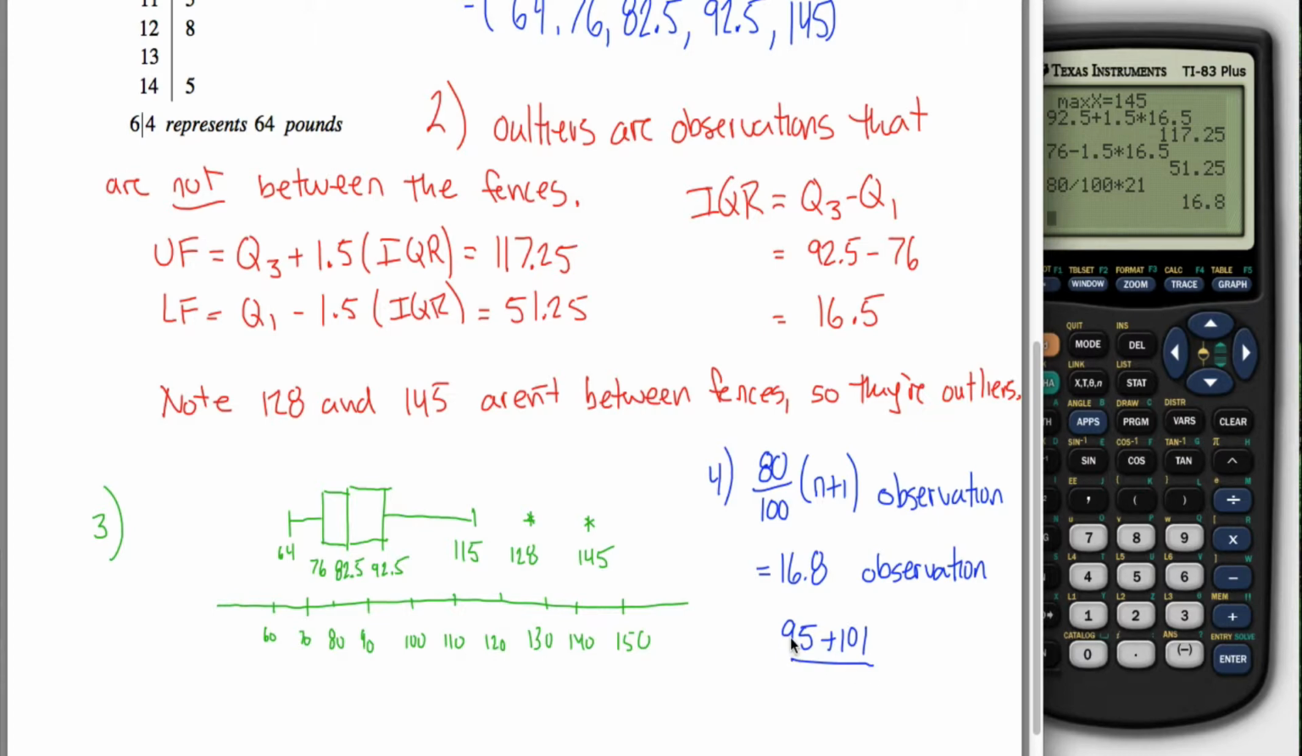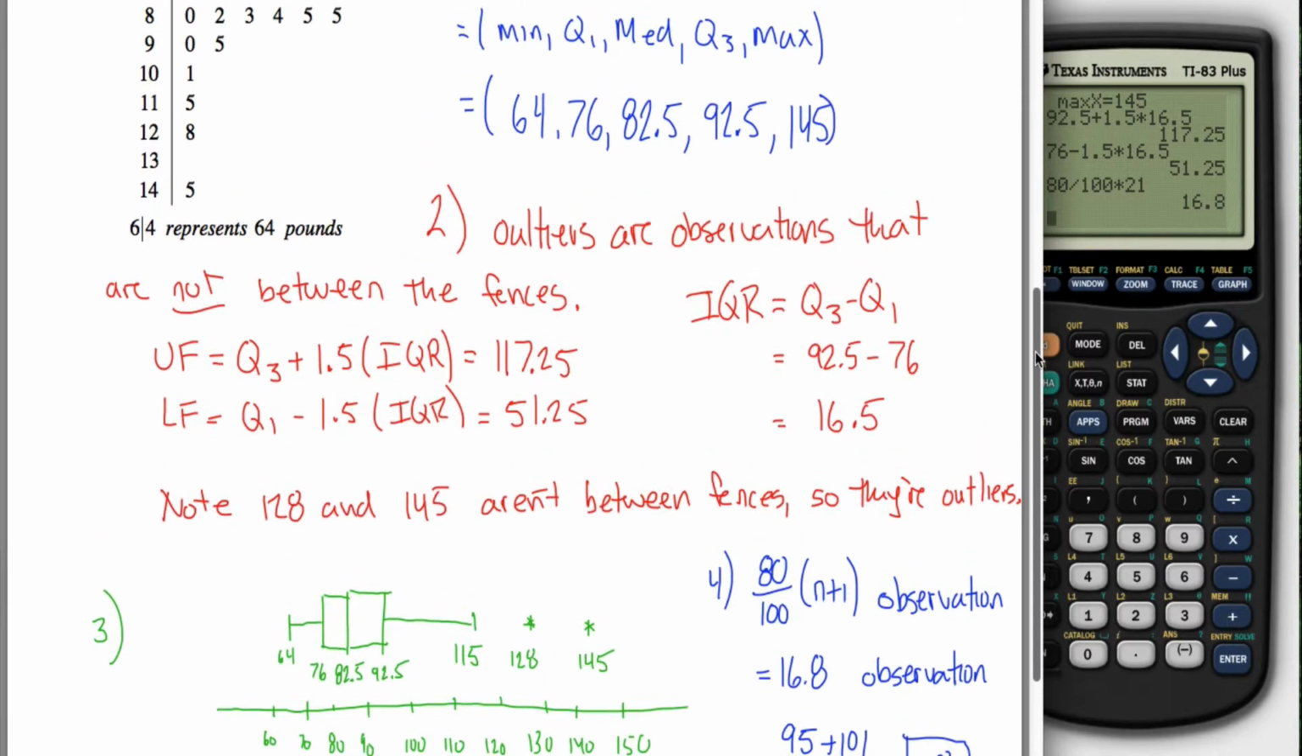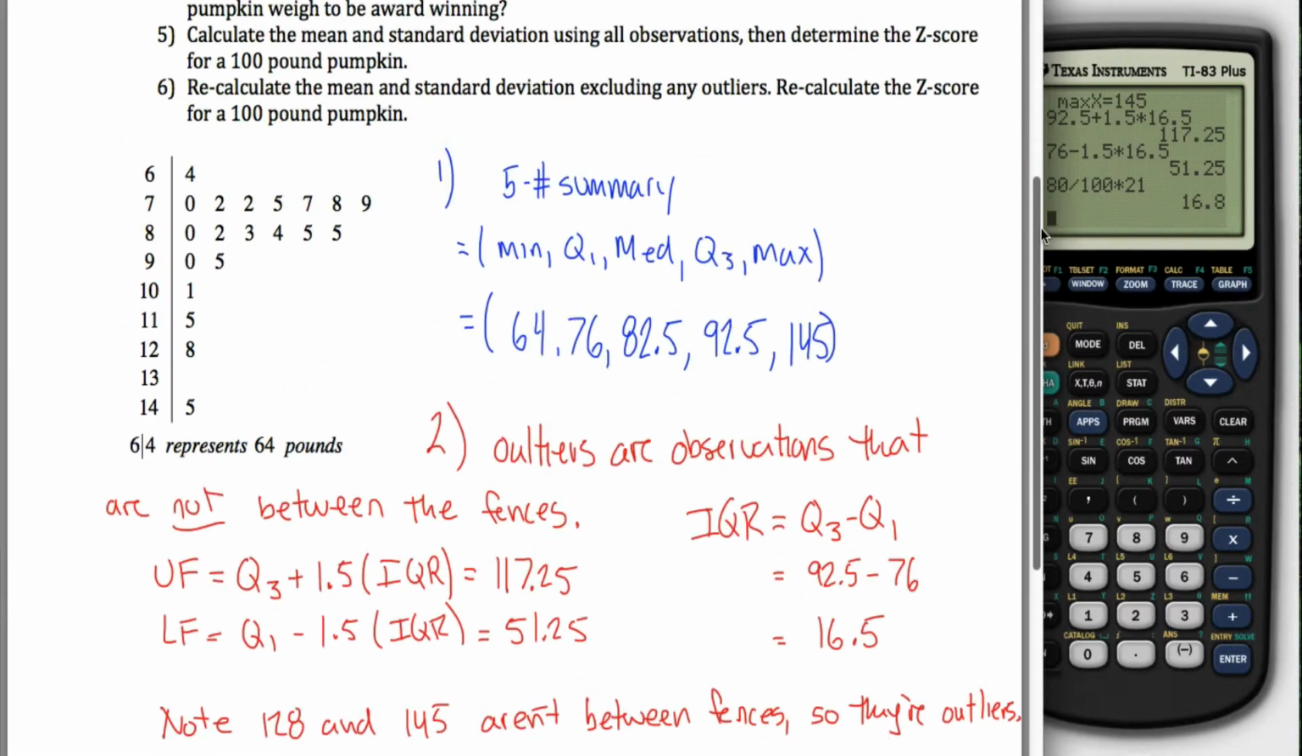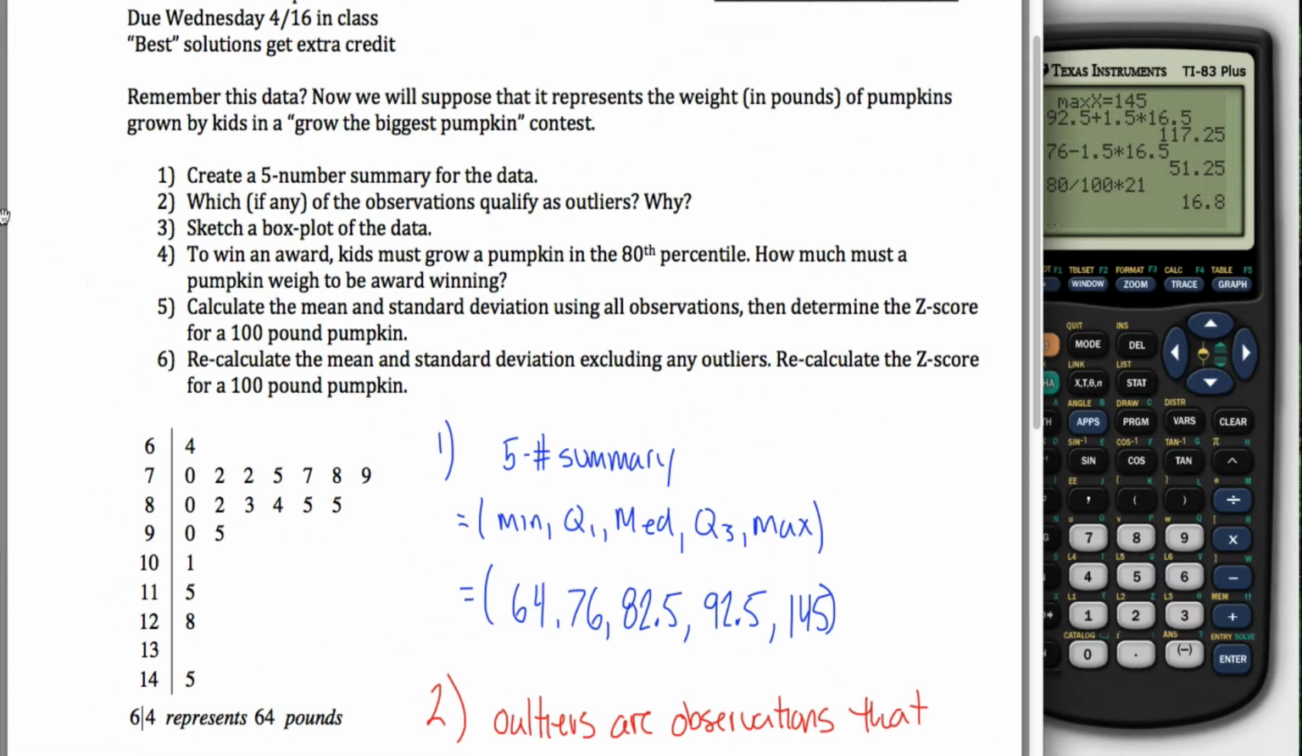My 16th observation, my 17th observation. If I average the two of those out, I get 98, which is the 80th percentile. In other words, if you want to be in the 80th percentile, you better grow a pumpkin that weighs at least 98 pounds. I don't know if that's big or not. It sounds big to me.